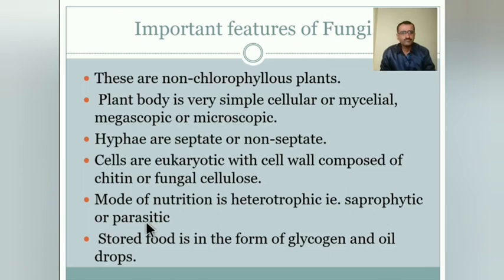Okay, next one is the stored food. Stored food material is in the form of glycogen or oil drops. As they consume food from other organisms, the excess amount of food material is stored in the form of glycogen or in the form of oil drops. That is another important characteristic of the fungi.